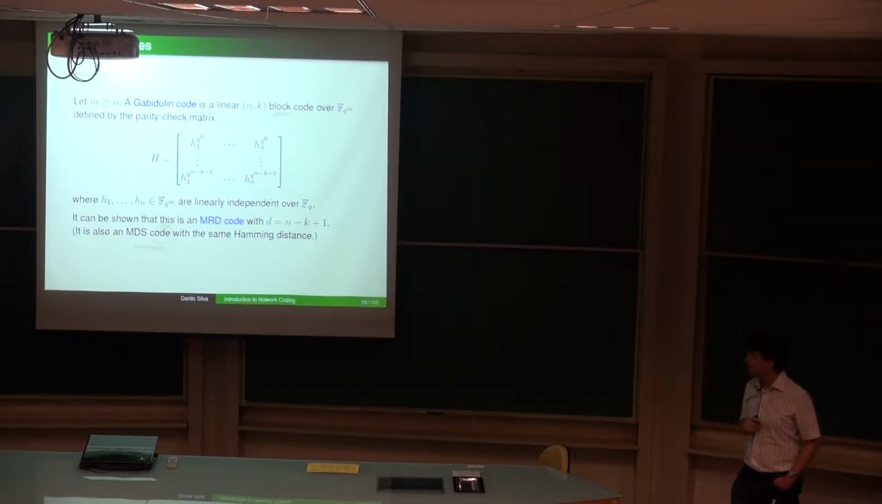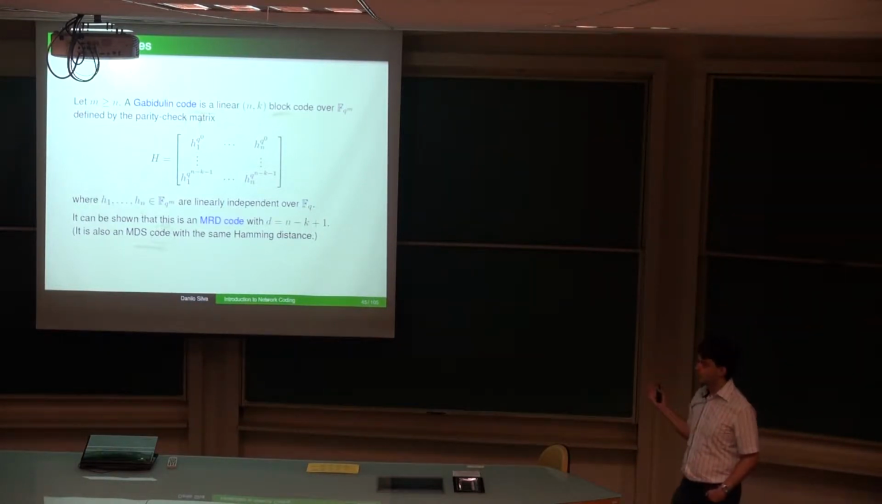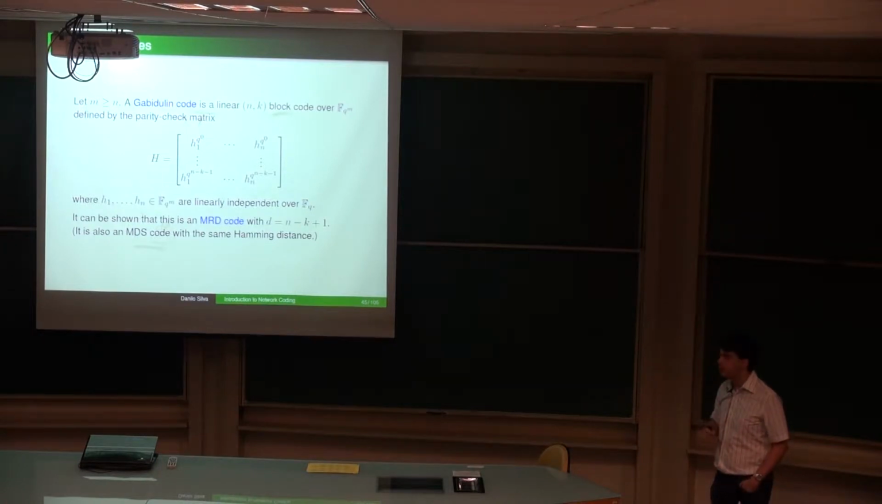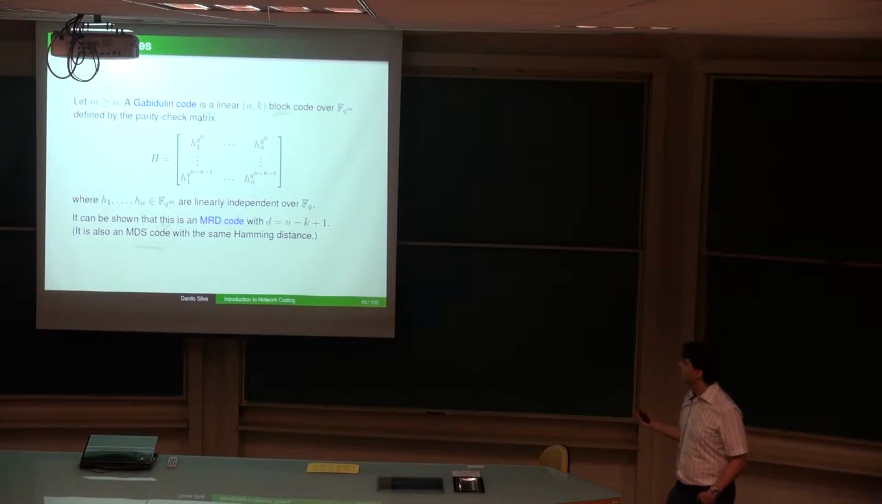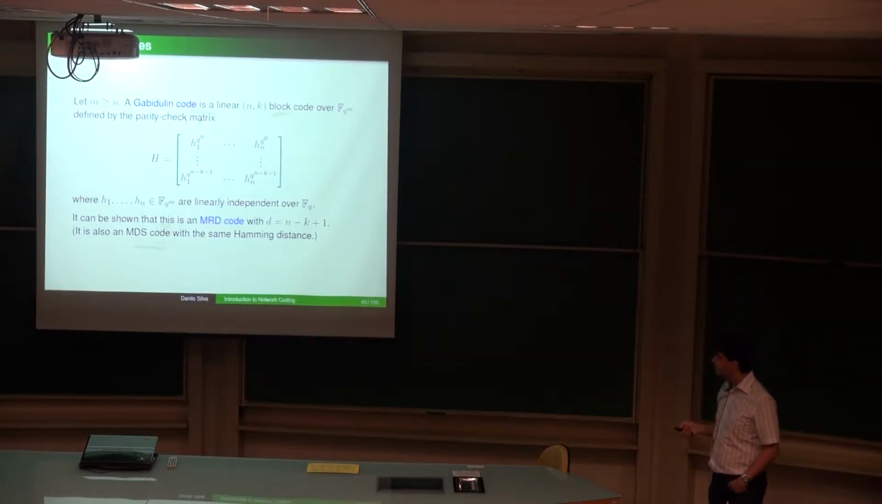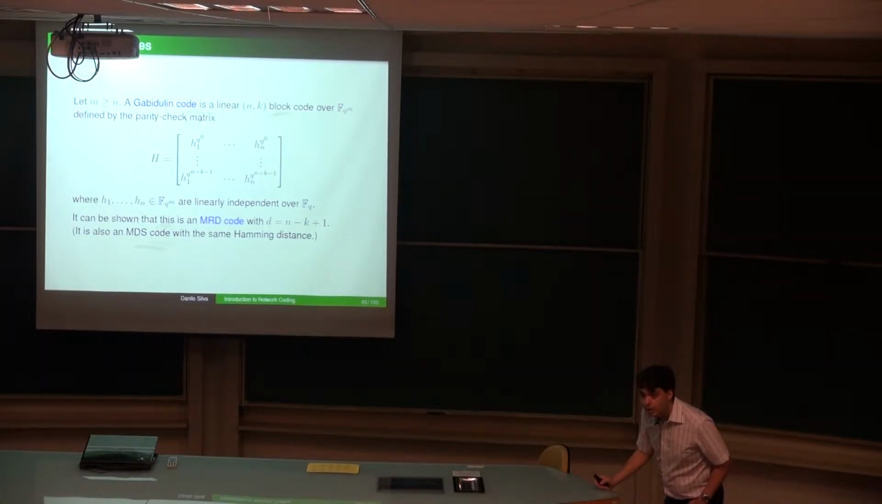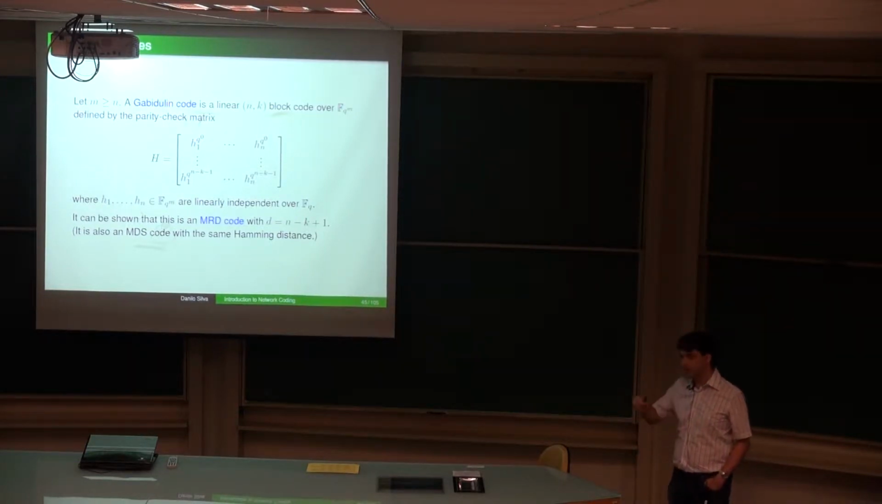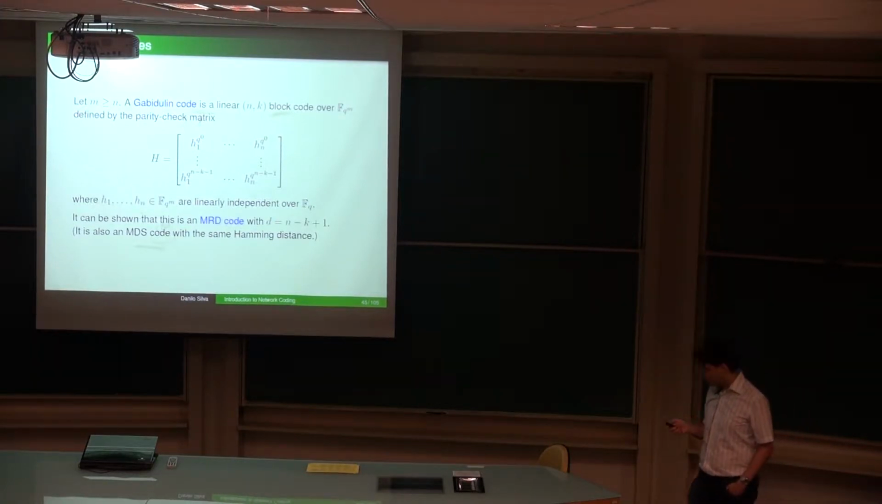So it has the maximum possible rank distance, and the rank distance is given by n minus k plus 1. So it's very similar to an MDS code. Actually, they are MDS codes as block codes with that same Hamming distance. What is the H matrix? The parity check matrix. How do you say that they are MDS as well? You can show that the rank distance is related to the Hamming distance, so then you can show that they're also MDS.